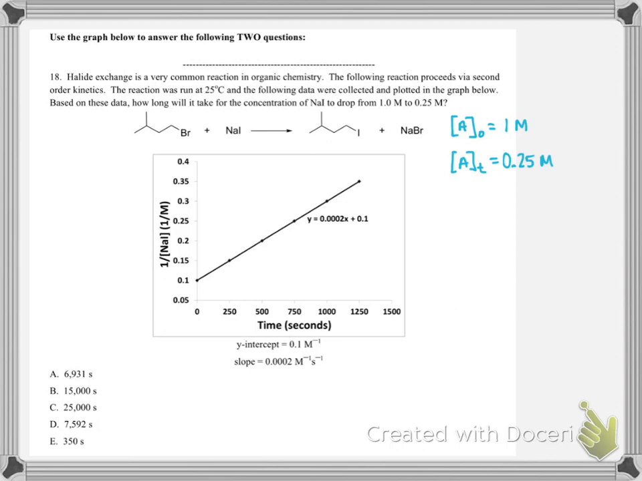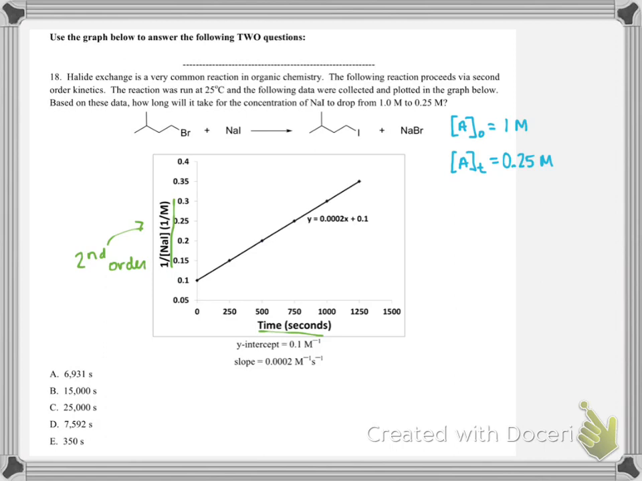So here, number 18, they give us a reaction. We have a graph, and they ask how long it will take for the sodium iodide concentration to drop from 1 molar to 0.25 molar. When I look at the graph, I look at these x and y axes, and I see I have time and I have change in sodium iodide concentration, but it's 1 over that value. And so this tells me that I have a second order reaction, a reaction of second order with regard to sodium iodide concentration.